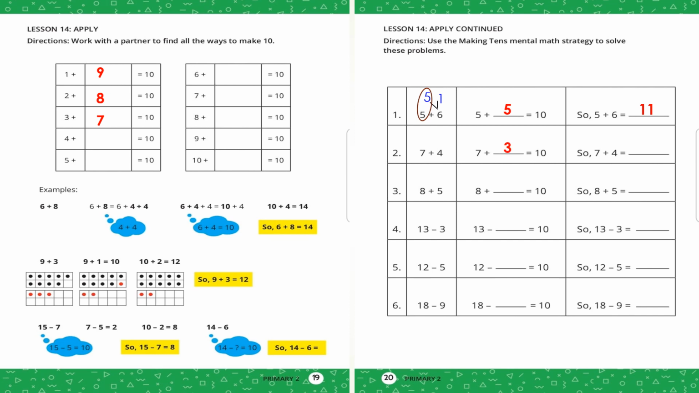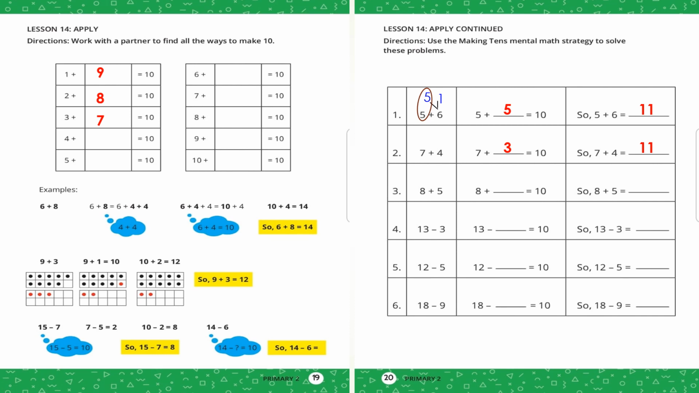Okay? 7 will go to 4 and ask it, 4, can you please give me 3? 4 will say, okay. 4 is 3 plus 1. 3 plus 1 equals 4. Here we have 7 plus 3 equals 10. Okay? And there is 1 remainder. So 10 plus 1 equals 11 also. Okay? You can complete number 3 by yourself.